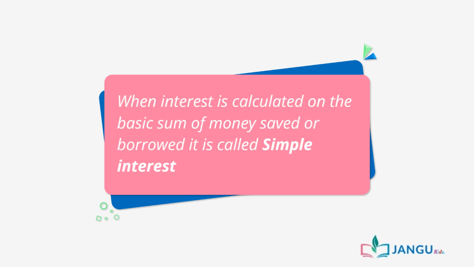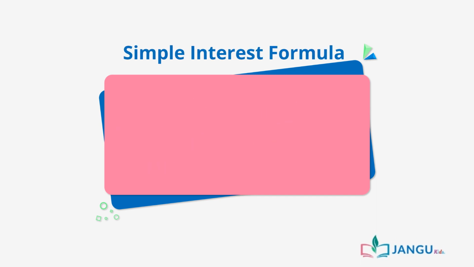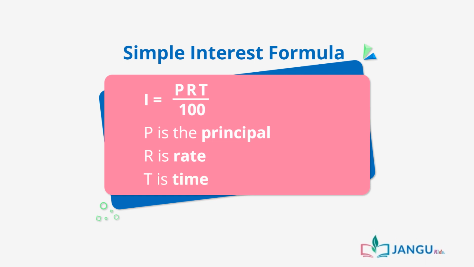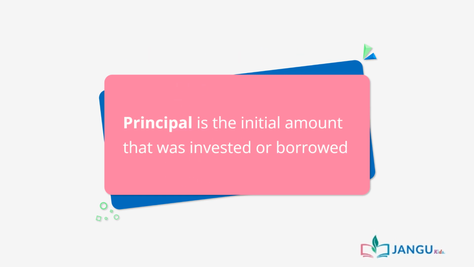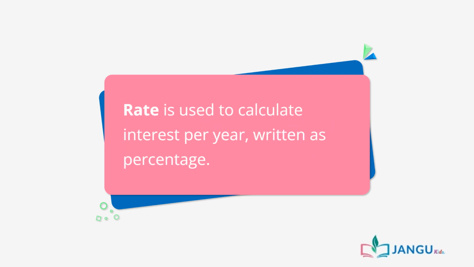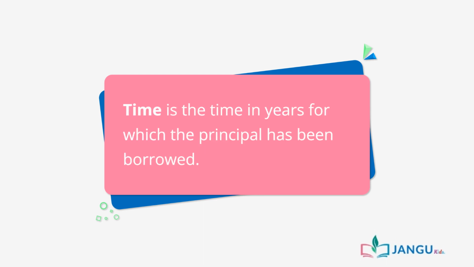When interest is calculated on the basic sum of money saved or borrowed, it is called simple interest. The formula for simple interest is given as I is equal to PRT divided by 100, where P is the principal, R is the rate, and T is time. Principal is the initial amount that was invested or borrowed. Rate is used to calculate the interest per year, written as percentage. Time is the time in years for which the principal has been borrowed.